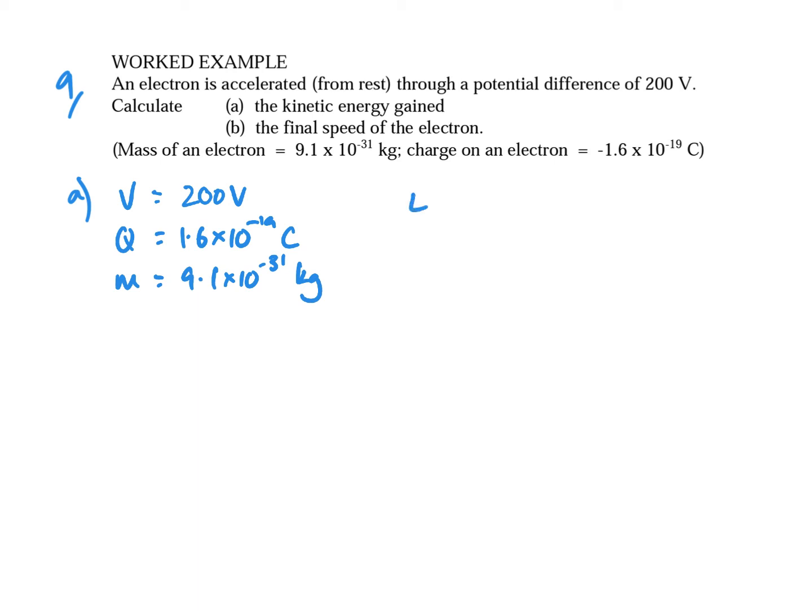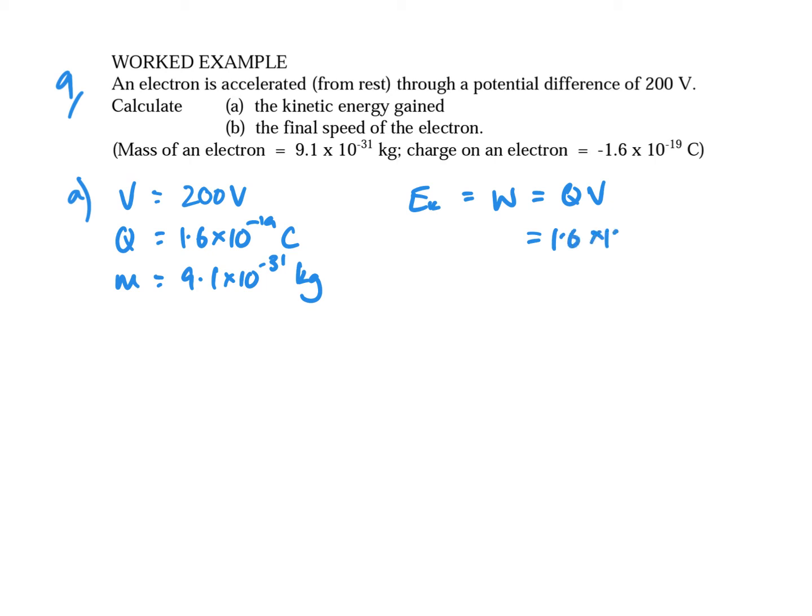And the first part, we've been asked the kinetic energy. Now we don't have the v to get the half mv squared, that's what we're going to be working out next. But what we can do is use the idea of conservation of energy to say, well, that is the work done. The work done on the electron is the change in energy, and it's gaining kinetic energy. So the kinetic energy gained is the work done.